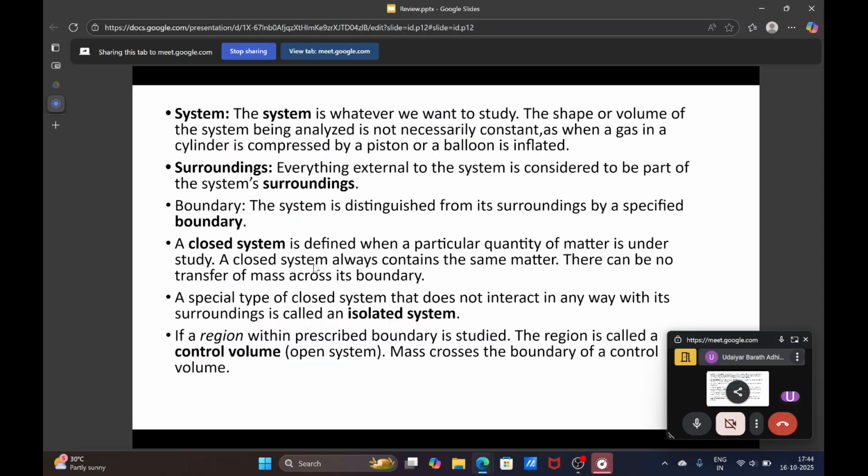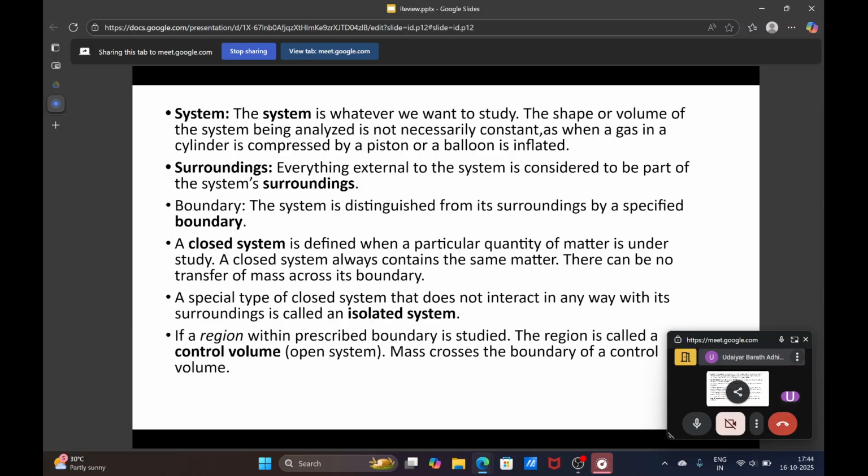So with that, we have finished the vapor compression cycle problems. So we'll have a recap on the topics which were covered in the engineering thermodynamics course. So start with the basics. What is the system, surrounding and boundary? So the system is whatever we want to study. Whatever your objective of study is, that is a system.